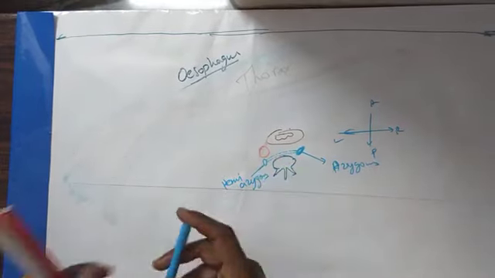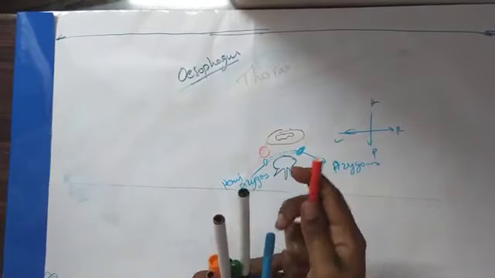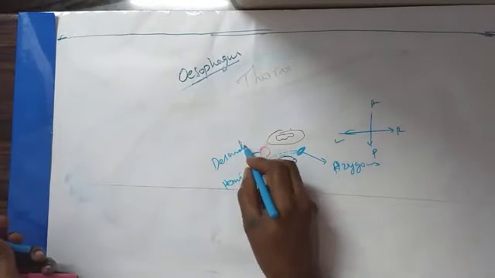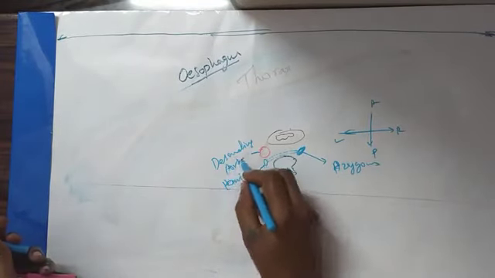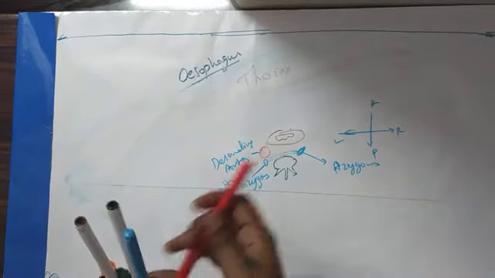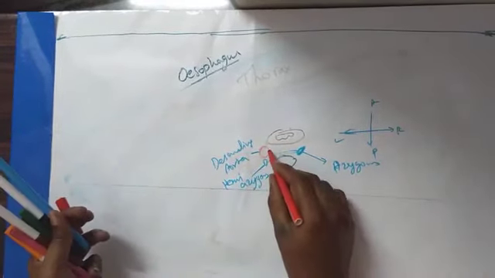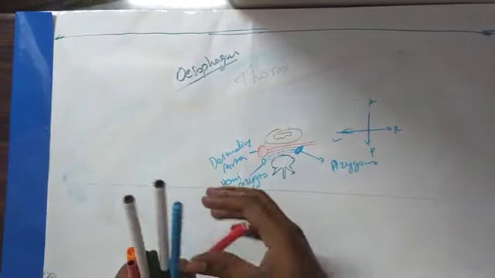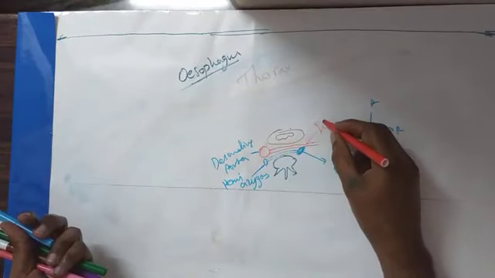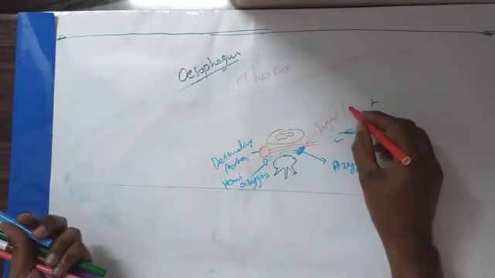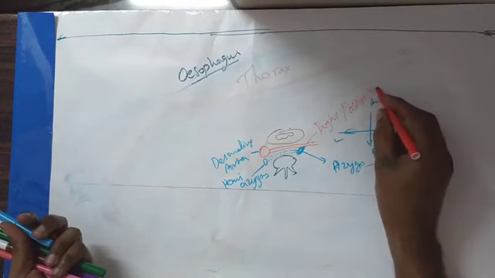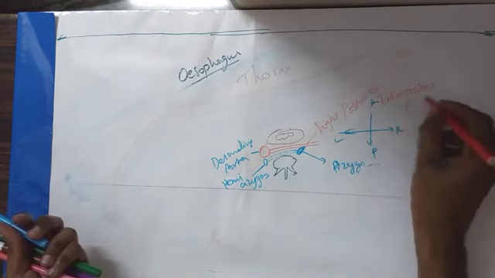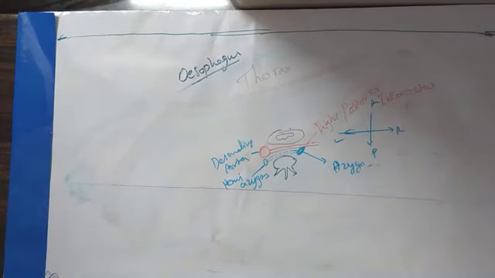Then what is that artery? This is your descending aorta. From this descending aorta, we have an artery which is going to the other side, that is your right posterior intercostal artery. So these are your posterior relations.